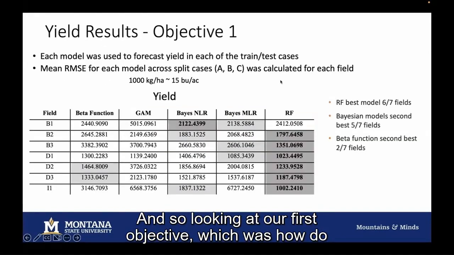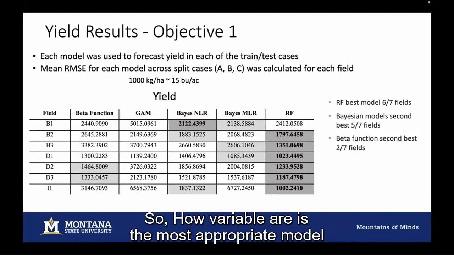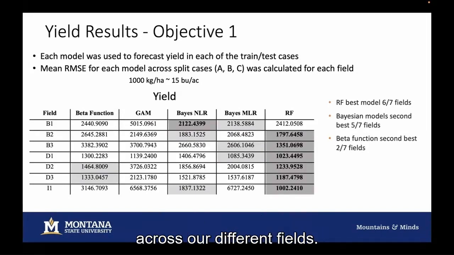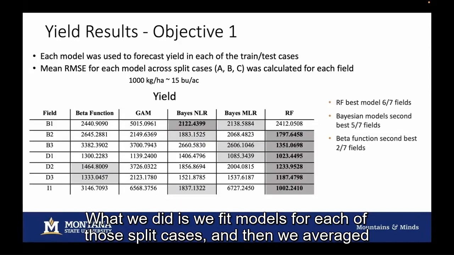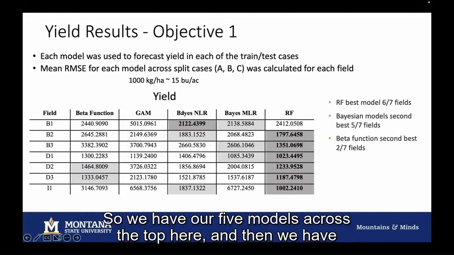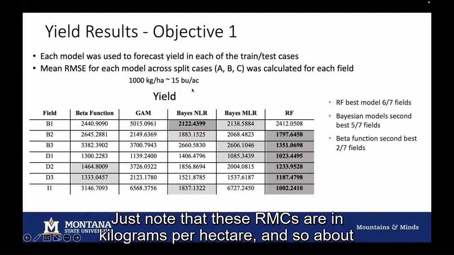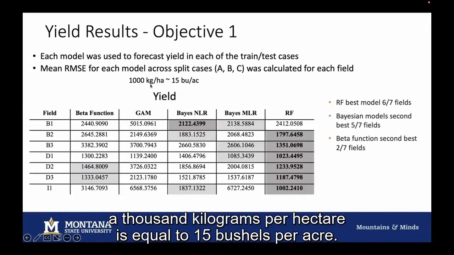And so looking at our first objective, which was how do these models change across space? So how variable is the most appropriate model across our different fields? What we did is we fit models for each of those split cases, and then we averaged the RMSE across them for each field. So we have our 5 models across the top here, and then we have our 7 fields down the side here, on the y-axis. And just note that these RMSEs are in kilograms per hectare. So about 1,000 kilograms per hectare is equal to 15 bushels per acre.